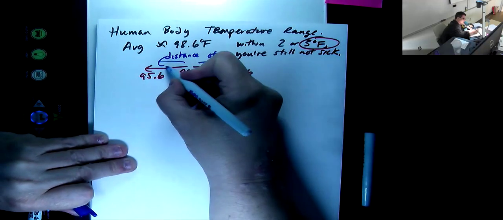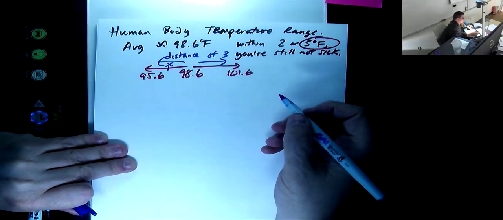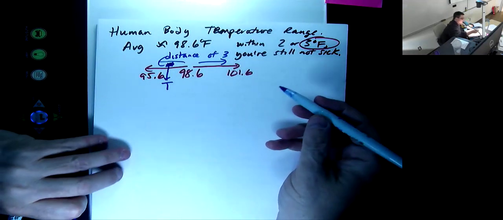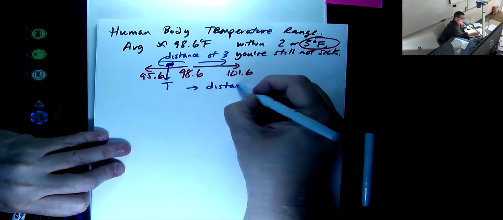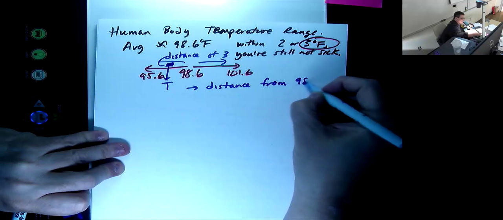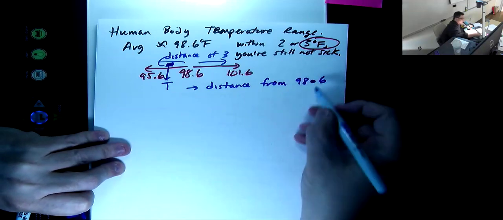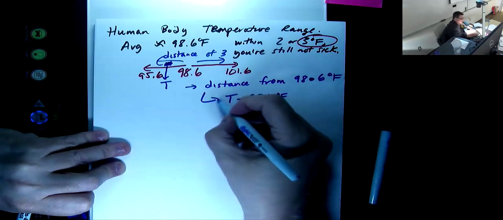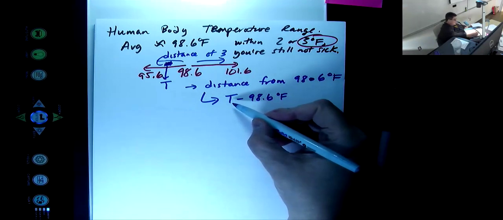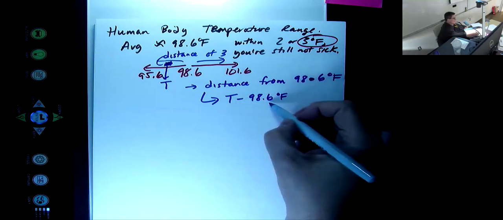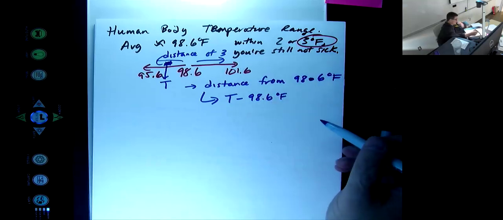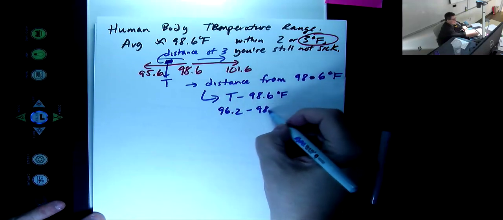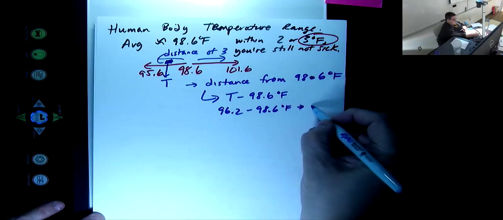Our temperature is like X. Or no, let's call it T. Let's say our temperature is T. So our distance from 98.6, you actually do distance with subtraction. T minus 98.6 will get us distance. So if our temperature is 101.6, you do 101.6 minus 98.6, you've got 3 degrees. If we plugged in 96.2 minus 98.6, what do we get? Negative 2.4 degrees.